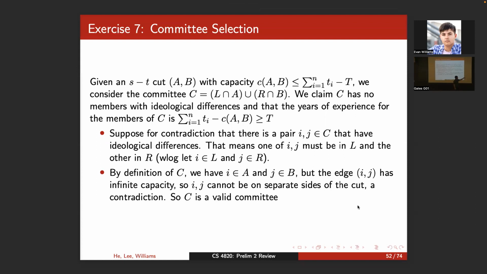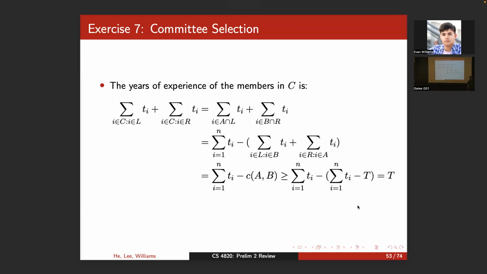Okay. So if we have an ST cut with capacity that's less than or equal to the threshold that we set, we're considering that committee C and we're claiming that it has no members with ideological differences and that the total years of experience is at least T, right? So this is the quality of the solution in addition to the feasibility of the solution, right? And here you can work through a proof by contradiction. There are some sums, but it's just rewordings of things. Pretty much the idea is that the value of the cut corresponds to the years of experience you're missing out on. So if you minimize the value of the cut, of all the valid committees, you're minimizing the years of experience you're missing out on by selecting certain people. And when you minimize that, you maximize the total years.